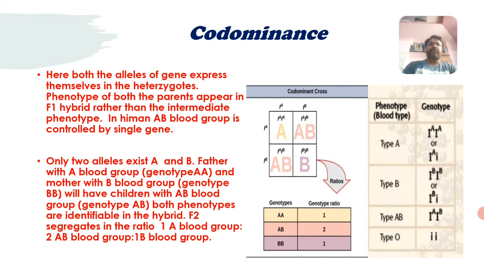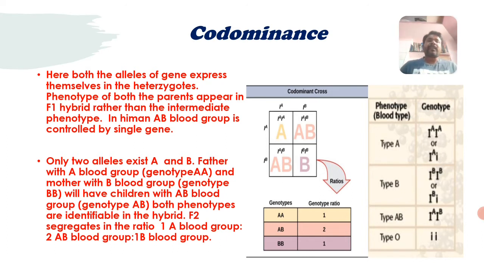It undergoes selfing, meaning IA and IB are crossed with each other. The codominance cross is represented in the corner of this slide. IA represents the A blood group, IA IB represents the AB blood group, IA IB again represents the AB blood group, and IB IB represents the B blood group, which shows the genotypes in the ratio 1:2:1. One A blood group, two AB blood group, and one B blood group. Out of 4 children, 2 are AB blood group, one is A blood group, and another one is B blood group. This is what it shows.